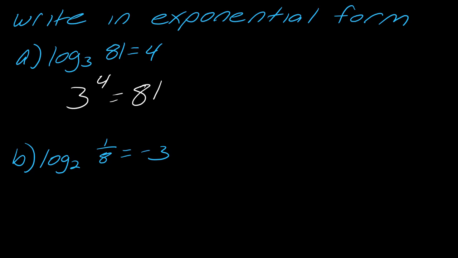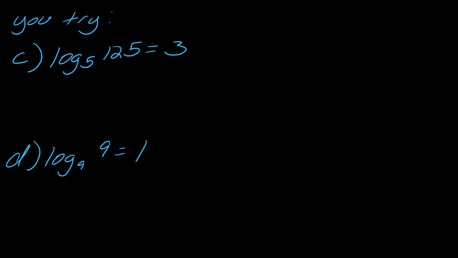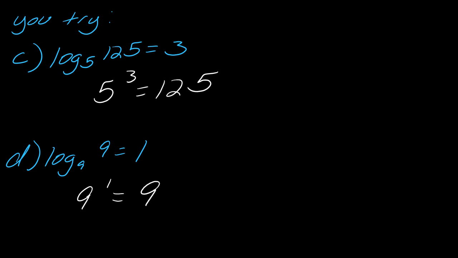And then if I wanted to do that one more time with b here, again just using that definition, this would be 2 to the negative 3rd equals 1 over 8. Using what I know about negative exponents, I know that that's true, so we're good to go. I would recommend that you pause the video here and try these two, and then hit play when you're ready. So this one's going to be 5 to the 3rd equals 125, which is true. And then this other one is going to be 9 to the 1st equals 9, which is also true, so we're good to go here.